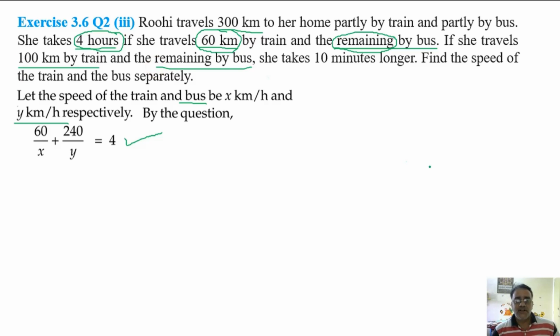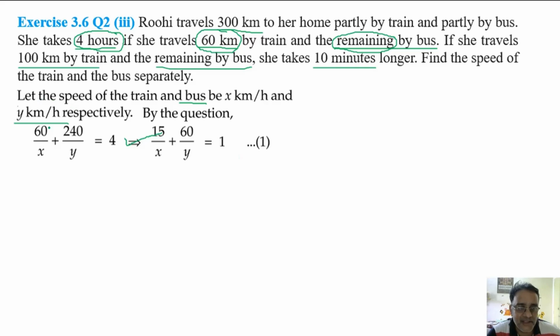200. So how much time is taken by train? 100 by x. How much time by bus? 200 by y. Very good. And if you take the total time, it takes 10 minutes more. 10 minutes means 10 by 60 hour.